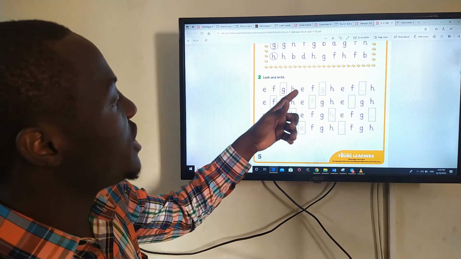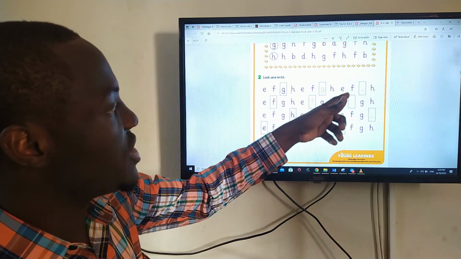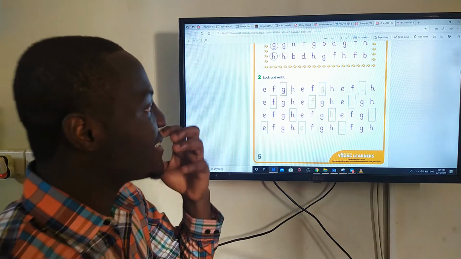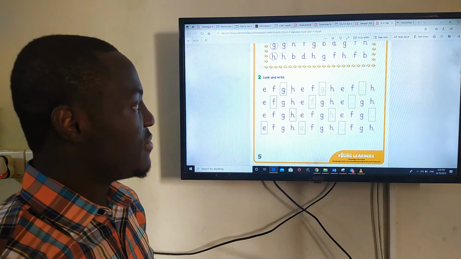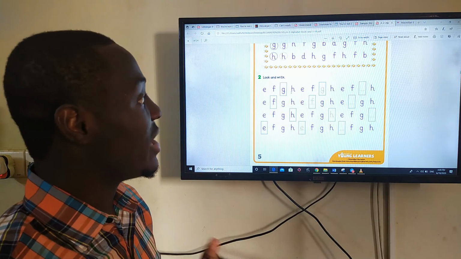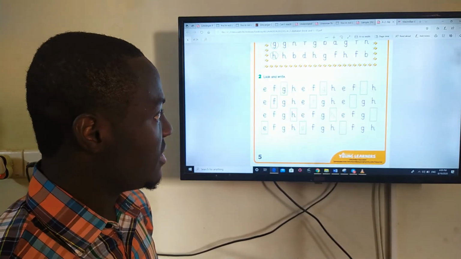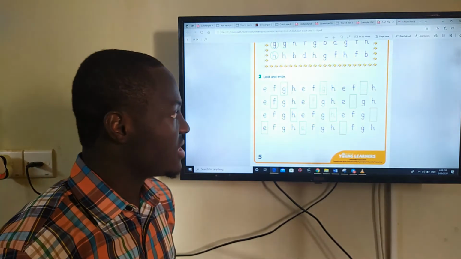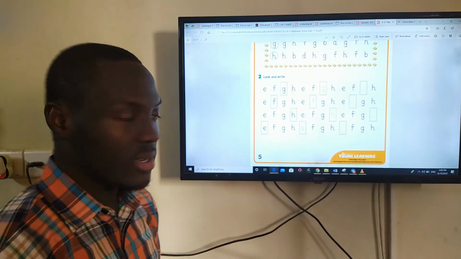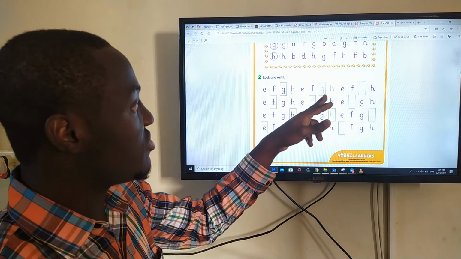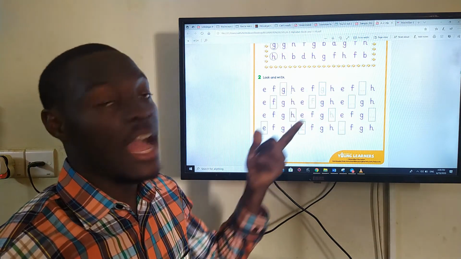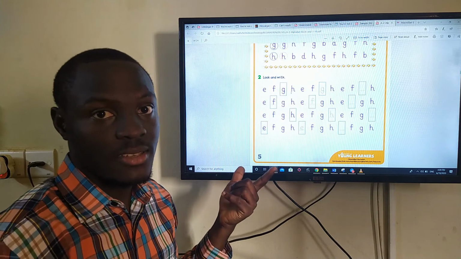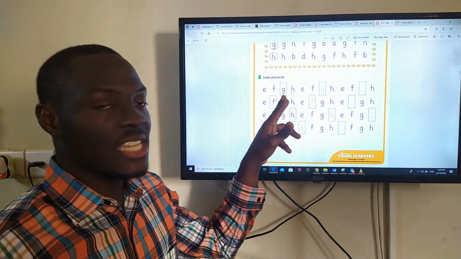E, F, G, H. Let's take something into consideration here. You will find out that this is a combination of whatever we've done in the previous pages. In the previous pages, you've been given instructions like trace and join. In this case, they brought the trace in here, but in such a way that you now come to fill in gaps. So let's see. E, F, G. It has been provided for you.